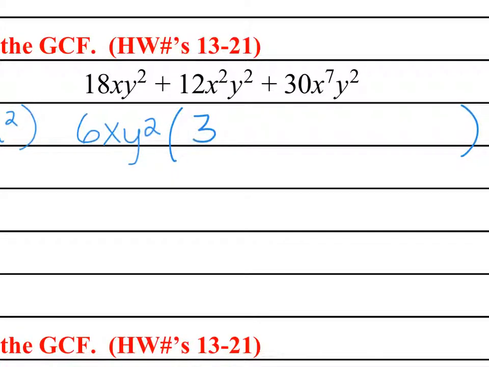And then to get the second one, 6 times what is 12? 2, okay. You already took out the y squared, so x times what is x squared? Another x. Right. And then the last one, 6 times what is 30? X times what is x to the 7th? X to the 6th. Awesome.